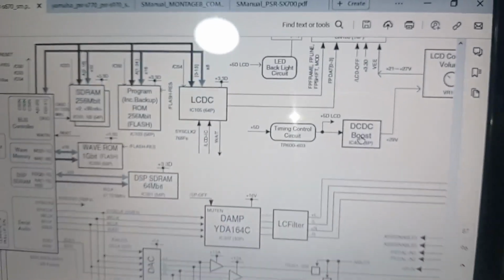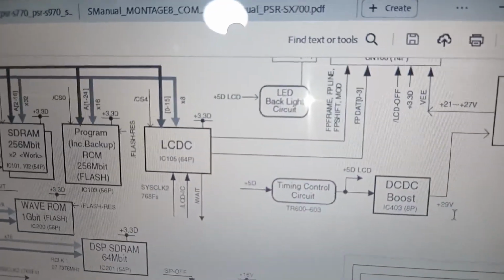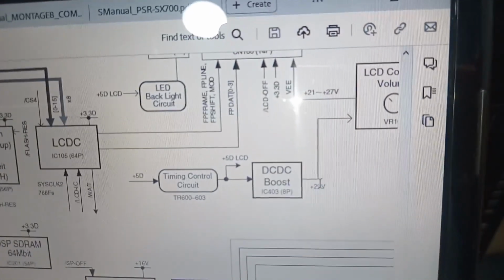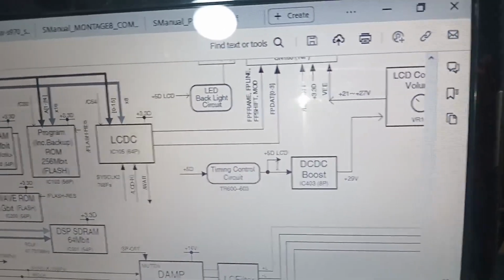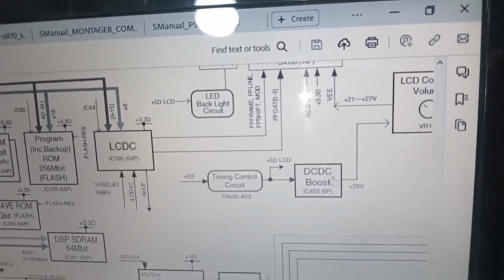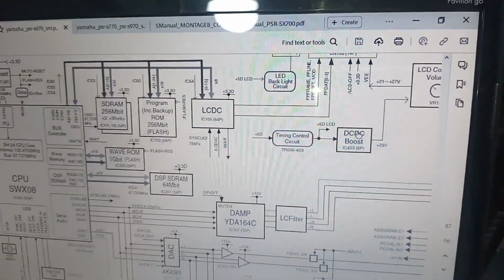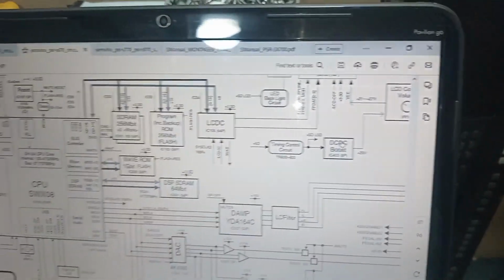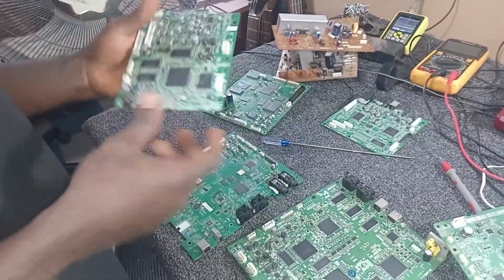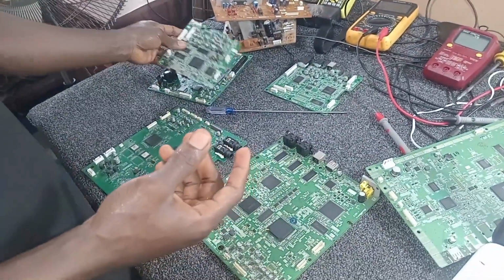This DC to DC converter, you can see DC to DC boost. So this one converts the 5 volts and supplies out 29 volts, and that is what makes the screen come up. This one is like an inverter, so it converts the 5 volts to 29 volts. So this one is a step up, or we can call it boost. It increases the voltage that is coming, so it steps it up, and it changes the level of that voltage coming from the input. So for you to be able to identify this DC to DC converter, if you have the schematics of that particular board, you'll be able to know.